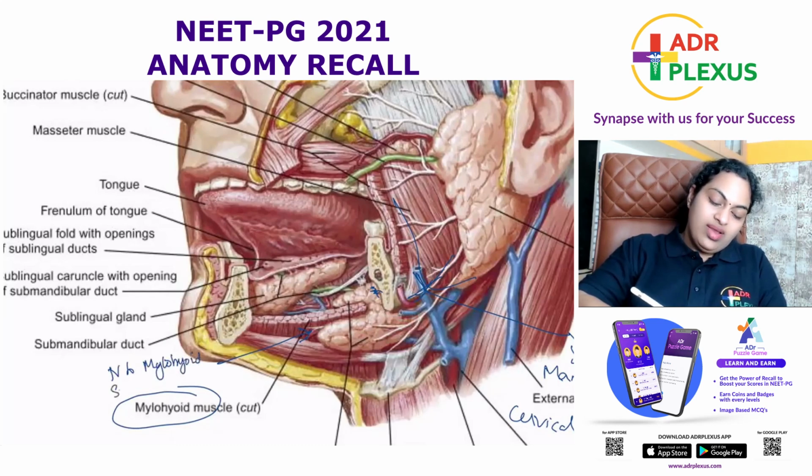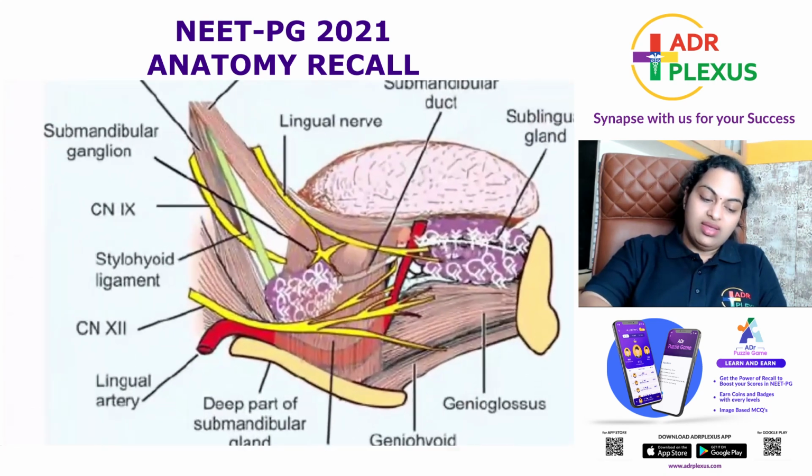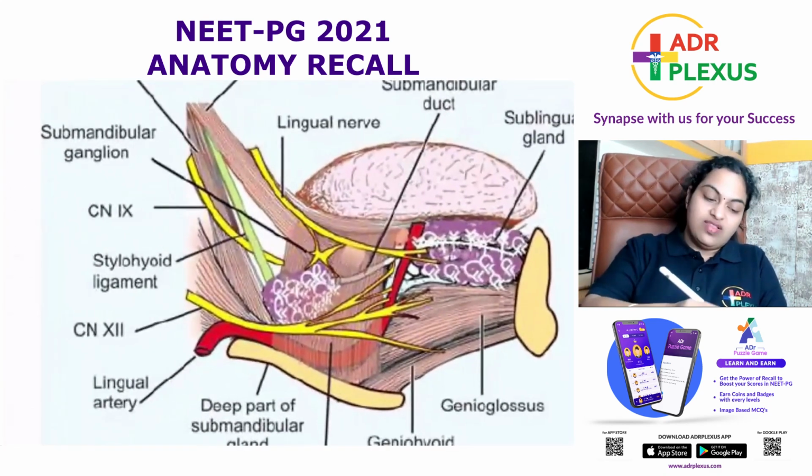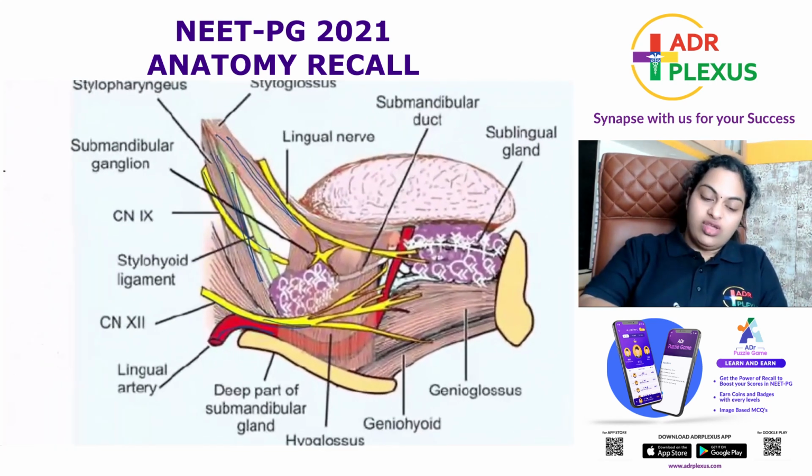Nerve to mylohyoid and submental branch of facial artery, right? If you go further behind, the posterior aspect of the medial surface will be related to styloglossus. So this is stylopharyngeus, this is styloglossus, the glossopharyngeal nerve, the hypoglossal nerve, and the first part of the lingual artery. The intermediate part of the superficial part of the submandibular gland will be resting on the hyoglossus muscle.